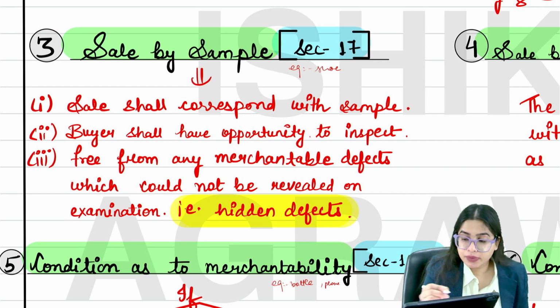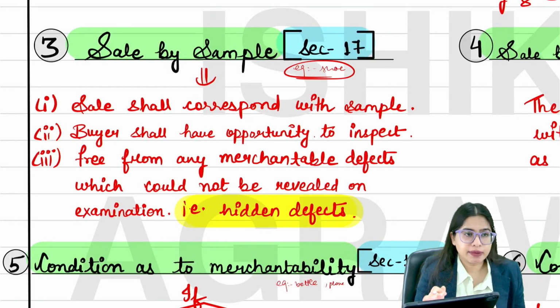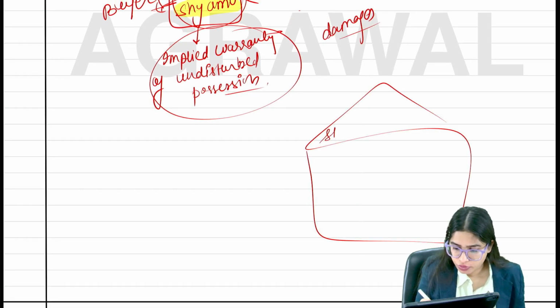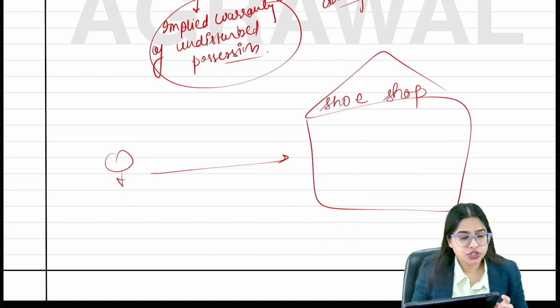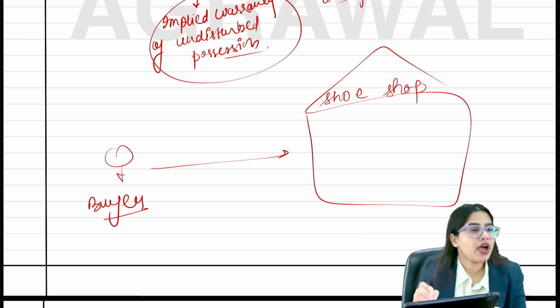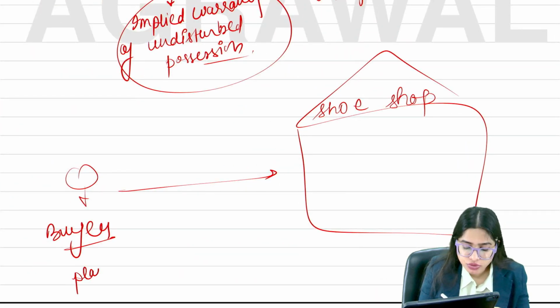I'll give you one example. Listen very carefully. Shoe wala example I use in this. Let's say there is a shopkeeper, a shoe shop, and I want to purchase shoes. Okay, I'm the buyer. I want to purchase what? I want to purchase plastic shoes.